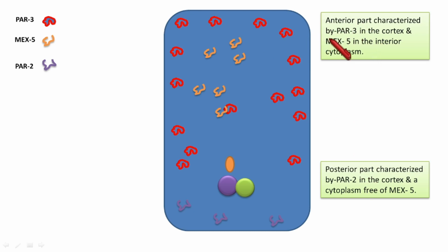You can see that the anterior part is characterized by PAR-3 in the cortex and MEX-5 in the interior cytoplasm. The posterior part is characterized by PAR-2 proteins in the cortex and a clear cytoplasm devoid of any MEX-5, as we can see in the posterior part. In that way, anterior and posterior characterization happen during that time.